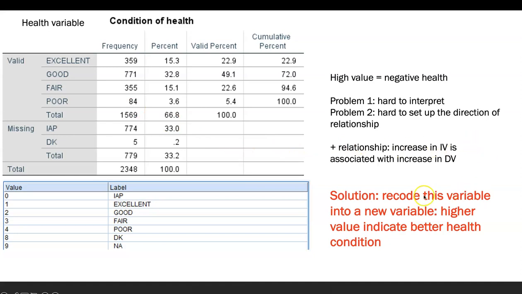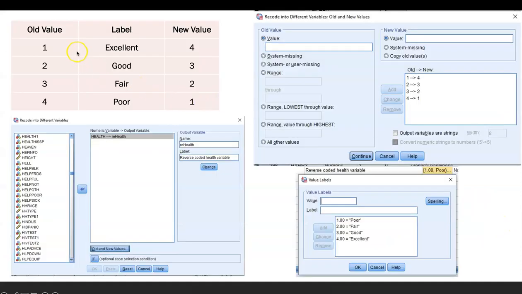So now you can recode the variable into a new variable. Higher value should indicate the better health condition. Let's say that the old value 1, coded as excellent, will be coded as 4 in the new direction. 2 is good, 2 in the original variable will be 3, 3 in the original variable as fair will be 2, 4 as poor will be 1.